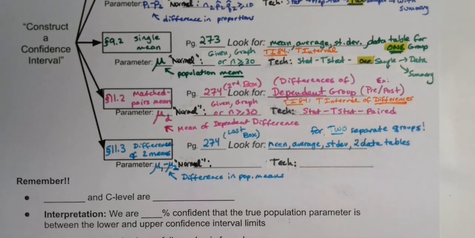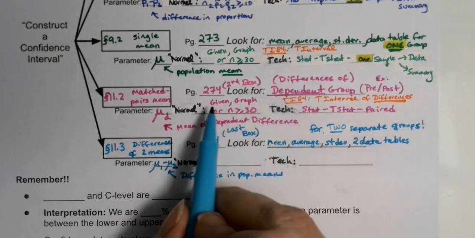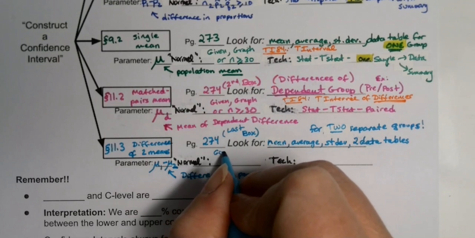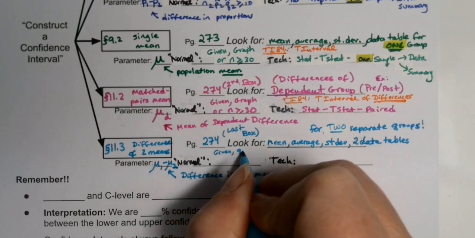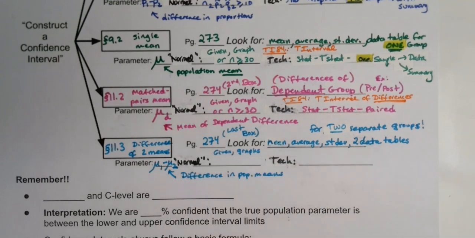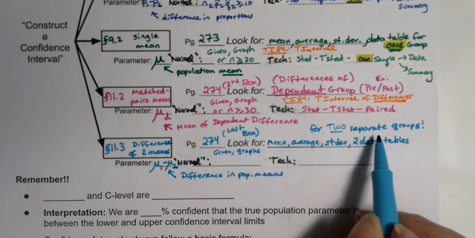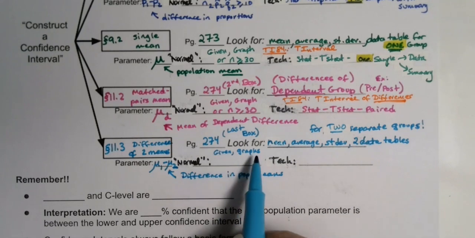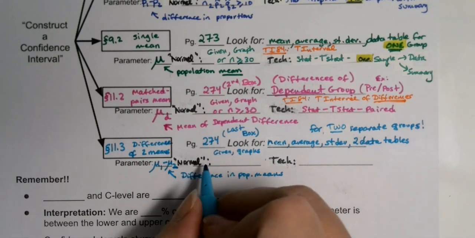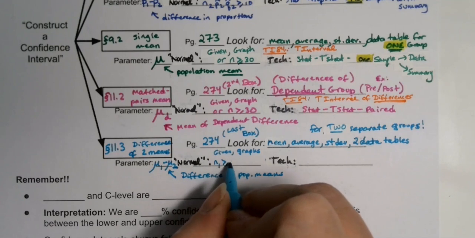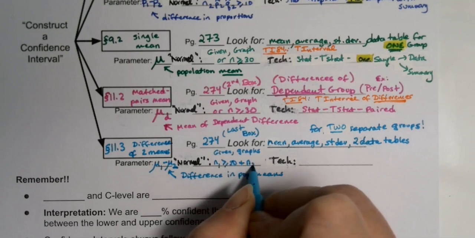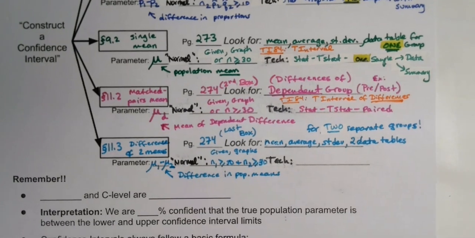All right, now to be normal, again, just like above here, we could have it given to us, which it almost never is. We could have graphs. You actually need two of them. You need one for each group, right? Because everything here is about two separate groups. So you can have graphs, there'll be two of them, or you could have n1 bigger than 30 and n2 bigger than 30. You need both of them.